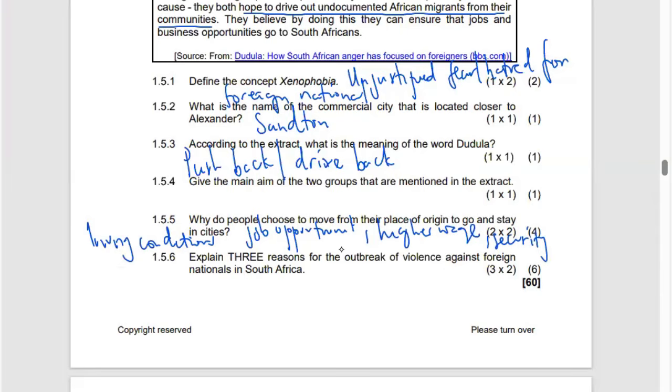What attracts people to urban areas? They need to go and look for job opportunities. They hope to get higher wages. It's secure in the cities. There are better living conditions, better health care, better school facilities and educational facilities, better amenities, all those facilities, provision of clean water, electricity, all those things.